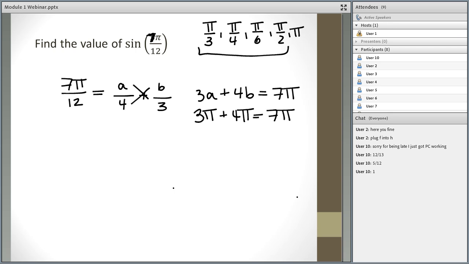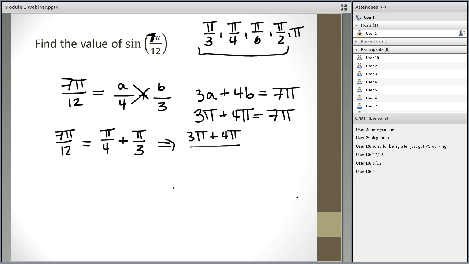So that means that I could write 7 pi over 12 as pi over 4 plus pi over 3. Good. We have to have the pi, so that's how we would get 3 plus 4, and then the pi would give us the 7 pi. Because again, if I cross multiplied the two, I'd have 3 pi plus 4 pi, and in the denominator 3 times 4, which gives me 7 pi over 12.